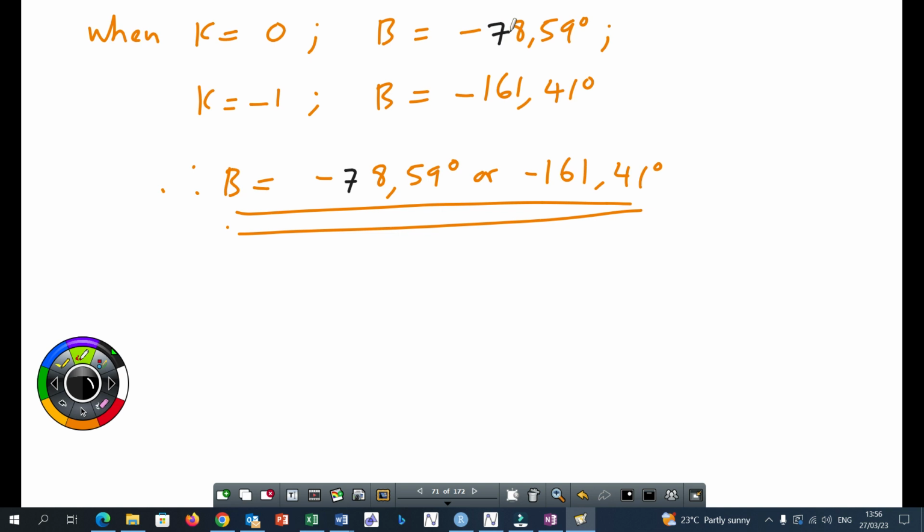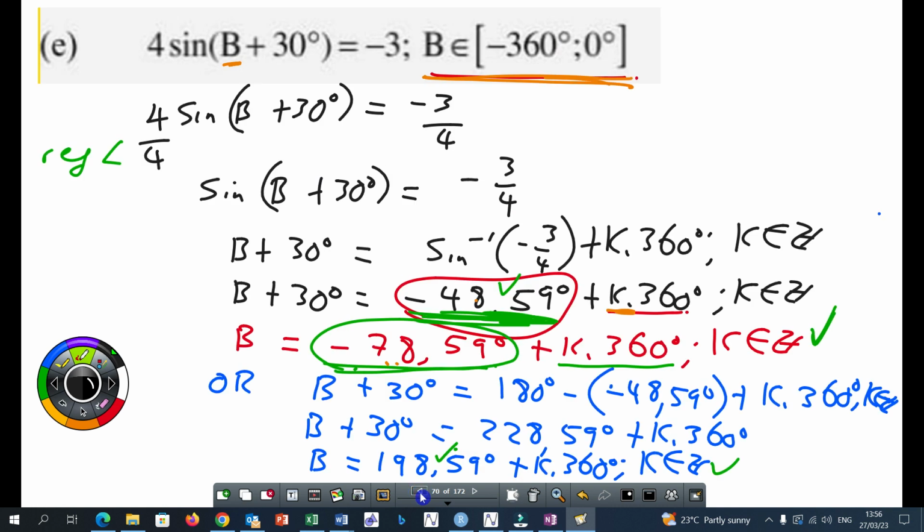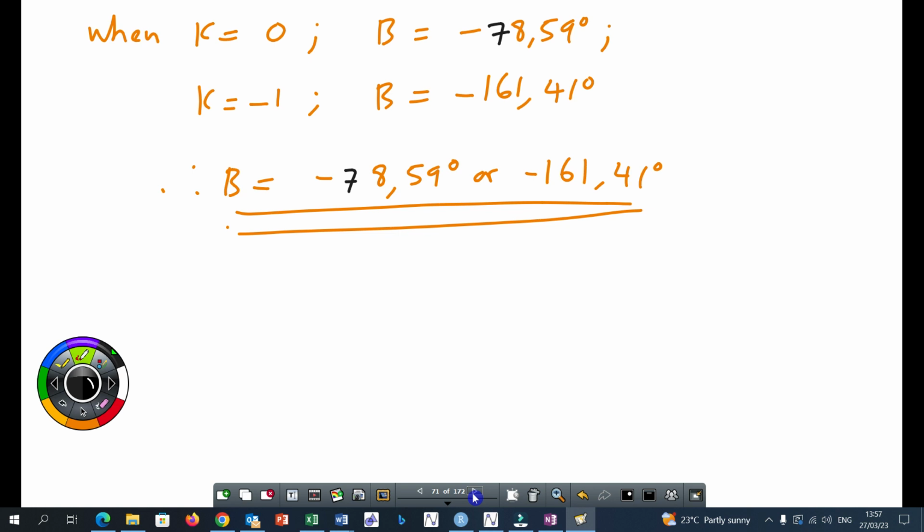Okay, so it's fine now, right? Please take note. Our general solution is that. So when k is 0, our answer will be minus 78,59, not minus 48,59. Okay, please take note of that. Do you have any problem? Are you sure? Yeah, our general solution is this one. So when k is 0, the answer is this. And here when k is negative 1, you get another solution. All right. Any question?